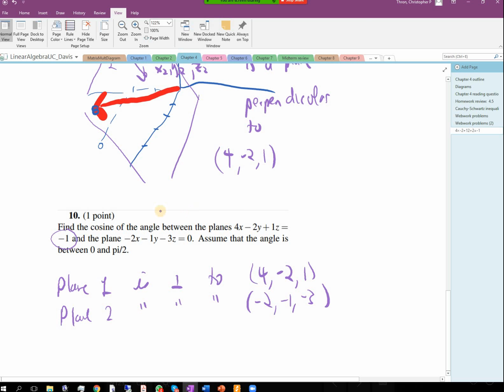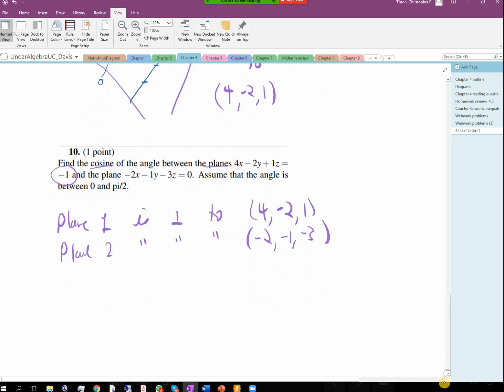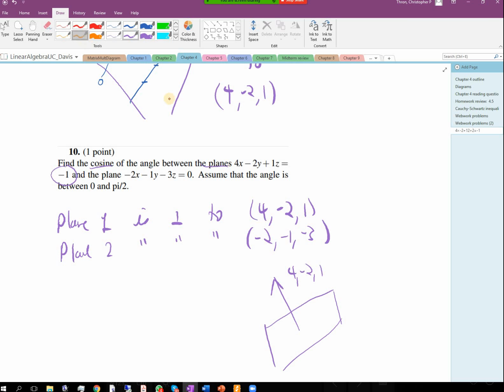All right, so remember, what we want now is the cosine of the angle between the planes. So how do we do this? If I was going to draw this schematically, here's my vector 4, minus 2, 1, and I have a plane perpendicular to that. Then I have another vector, which I can do in another color. Let's do orange. Maybe this way. So this vector is minus, I'm not drawing to scale. And this vector and this plane goes in that direction.